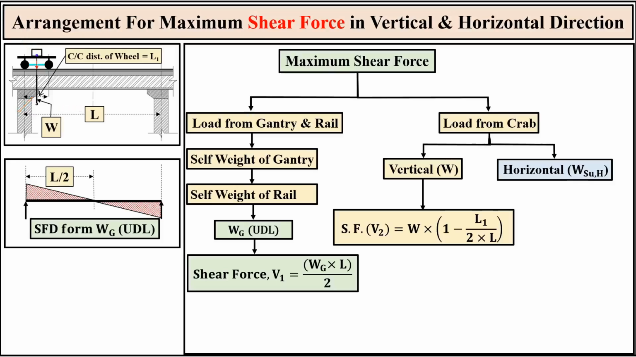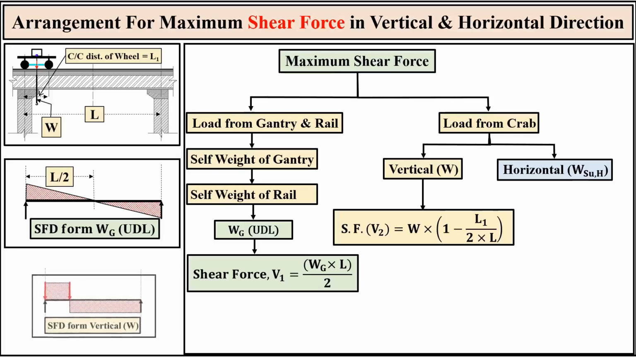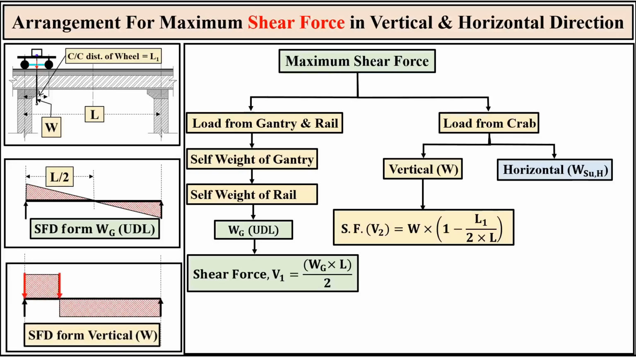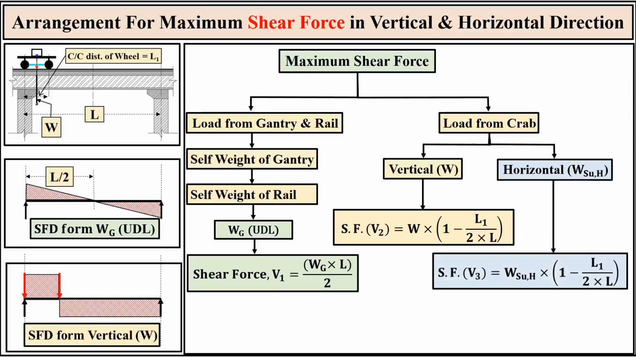Now, on the left, you are seeing the shear force diagram for the vertical load V2. In industrial design, we must also account for lateral surge or braking forces. The horizontal shear force, V3, follows the same geometric logic as the vertical moving load, but utilizes the horizontal surge value WSUH. This gives us the maximum horizontal shear force, VH.